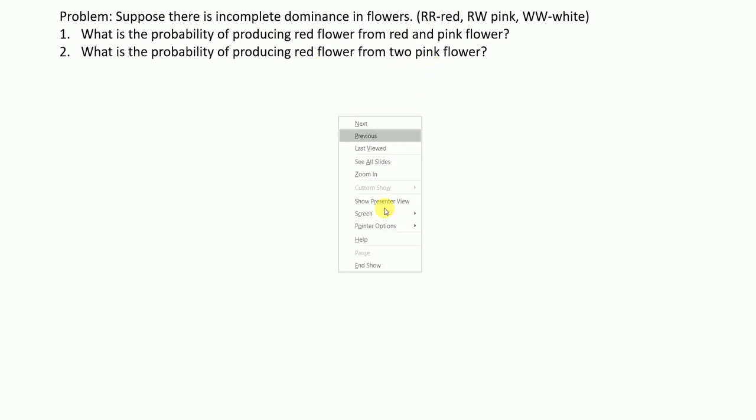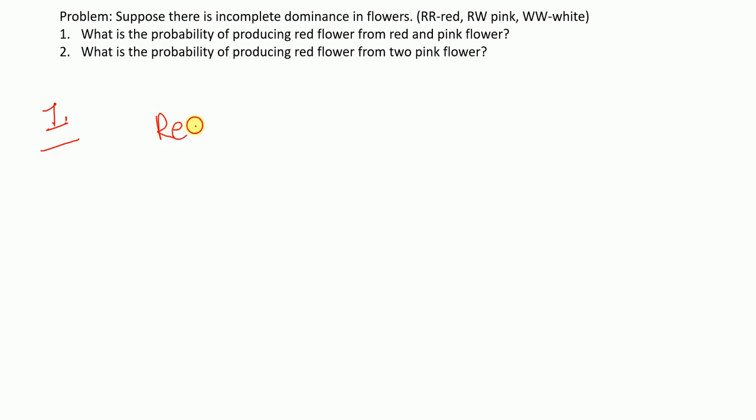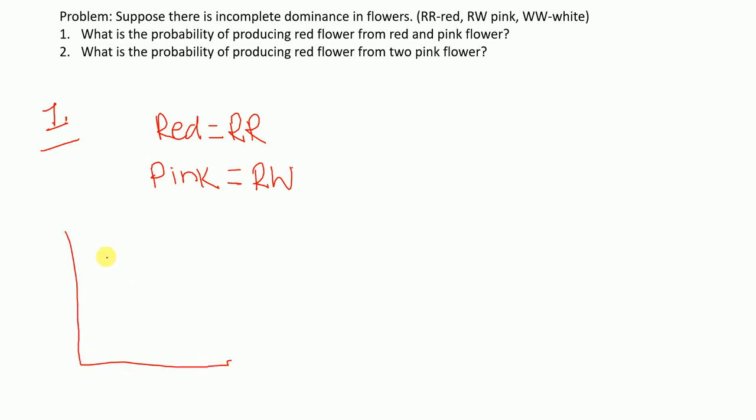Okay, to solve this problem we will create Punnett Square. First, question number 1. So we have to produce from red flower and pink flower. So we will use red flower, whose genotype is RR, and we will also use pink flower whose genotype is RW. Okay, so now let's create Punnett Square.